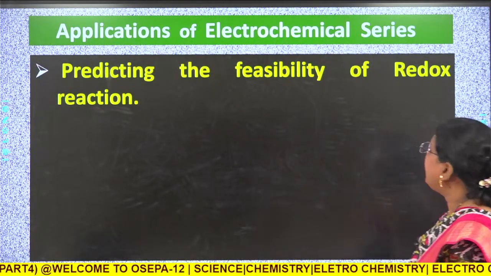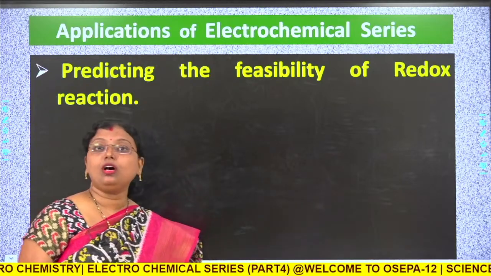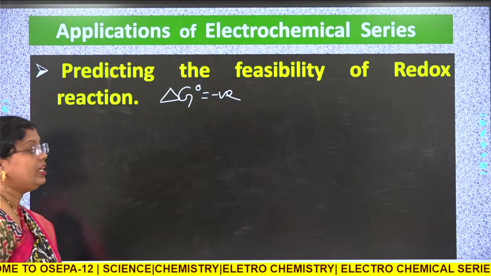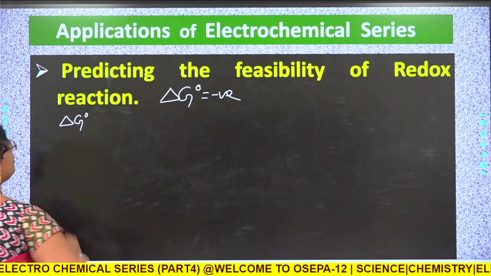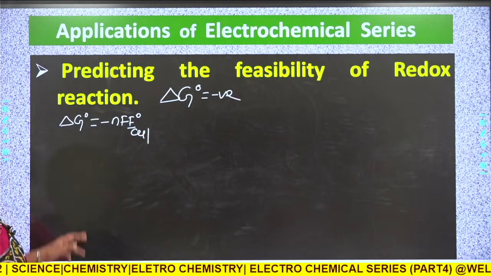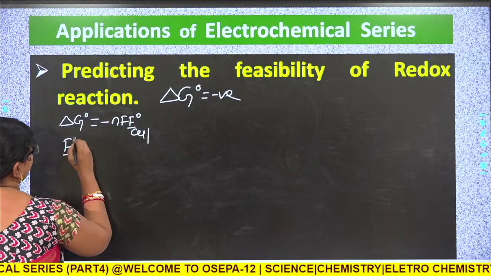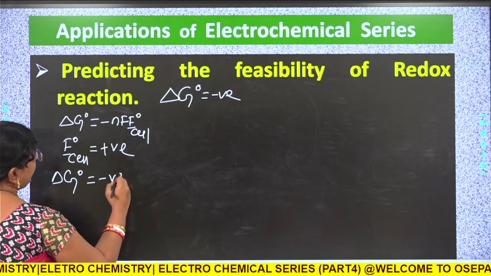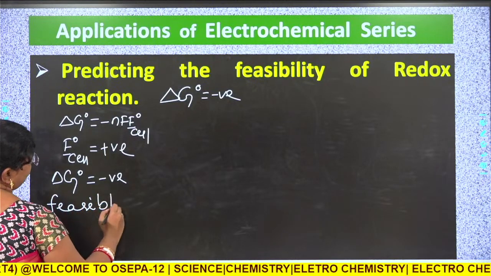Then, predicting the feasibility of a redox reaction. We have discussed the feasibility of a reaction, how to determine whether the reaction is feasible or not. It is determined from the value or the sign of the standard free energy. If its sign is negative, then that reaction will be feasible, otherwise not. So what is the relationship between standard free energy and EMF of the cell? The relation is: delta G0 is equal to minus n F E0 cell. That means if the E0 cell, the standard cell potential, is positive, then only the free energy will become negative, and then only the reaction will be spontaneous, meaning it is feasible, otherwise it will not be feasible.